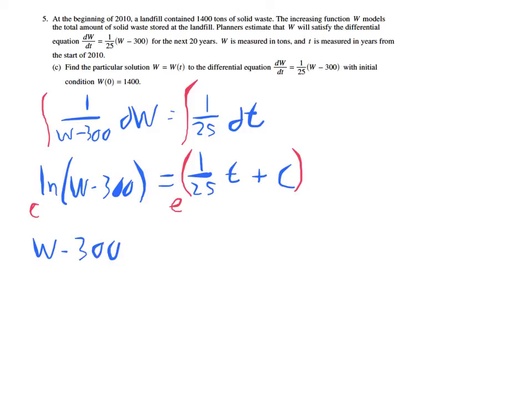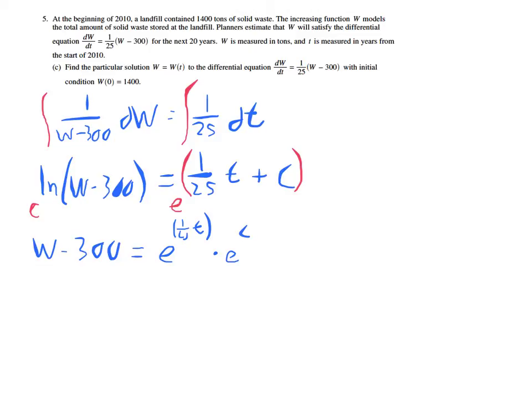On the right, if I have e, one base raised to the sum of these two exponents, I know that I can make that a multiplication type situation. So let's show all the work here. This is really going to be e to the 1/25th t times e to the c.